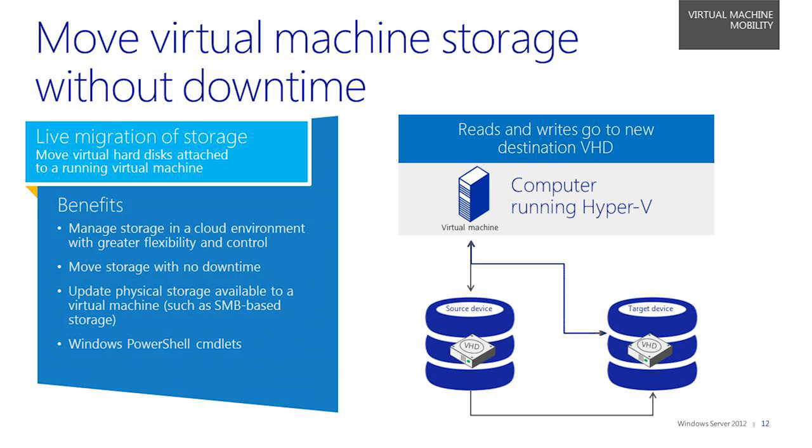So this is about moving virtual hard disks that are attached to a running virtual machine with no downtime. Essentially, what we're going to do here is the same thing. Disk contents get copied to the new VHD or VHDX file, and you'll see that disk writes are then mirrored just like they were before, and they're replicated over to the new VHD.